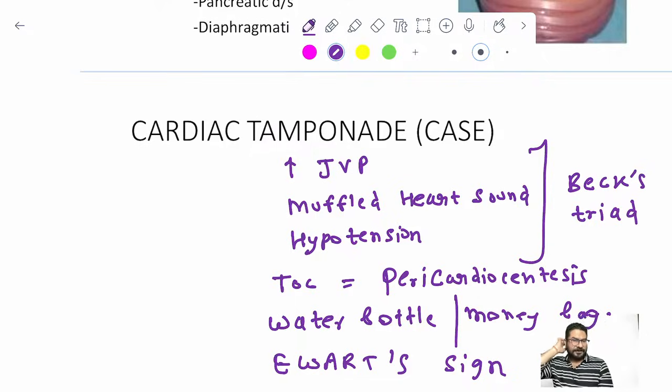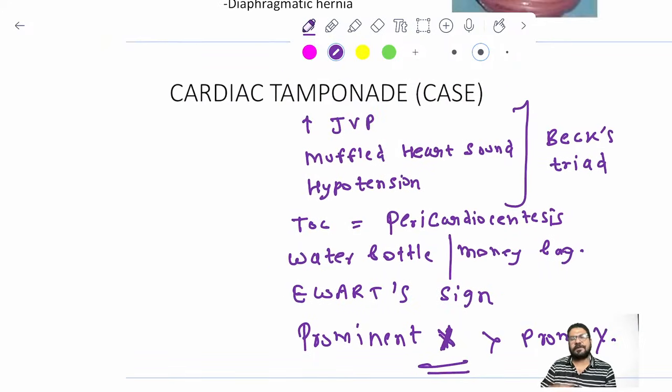So now see what type of question they ask you in exam. They ask you a 50-year-old person met a road traffic accident, then he's having hypotension. There is a patchy area of dullness on auscultation in the scapular area, that is called Ewart sign. In X-ray you will see money bag or water bottle heart. So what is the diagnosis? Just remember, here you have to see heart sound, not breath sound. Very very important. This muffling will be of heart sound.